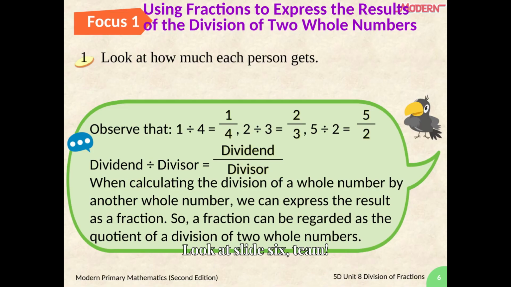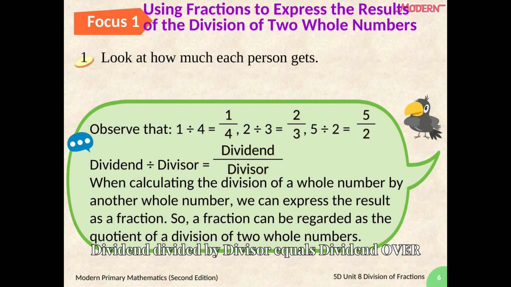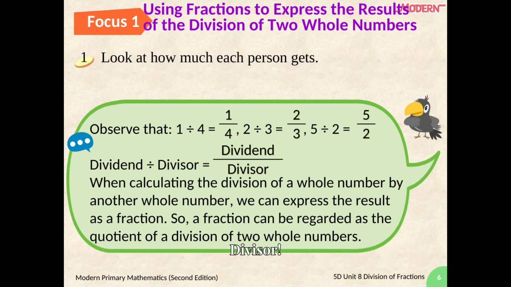Look at slide 6, team. This is the core of our empire. Observe the pattern. 1 divided by 4 is 1/4. 2 divided by 3 is 2/3. 5 divided by 2 is 5 halves. Do you see the absolute truth? Dividend divided by divisor equals dividend over divisor. A fraction is just the quotient of a division problem. The first number always takes the top bunk, and the second number takes the bottom. It's an official law of math nature. Memorize it, respect it, and use it to conquer.